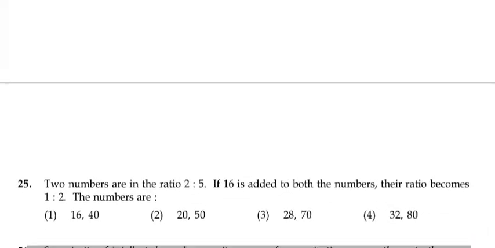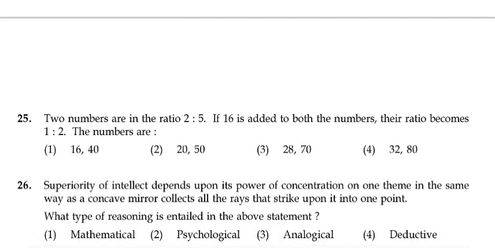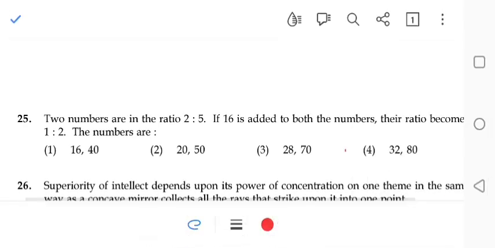Then we have number 25. It says two numbers are in the ratio 2:5. If 16 is added to both the numbers, their ratio becomes 1:2. The numbers are what? 16, 40; 20, 50; 28, 70; 32, 80. Number 25, it will be 32, 80.